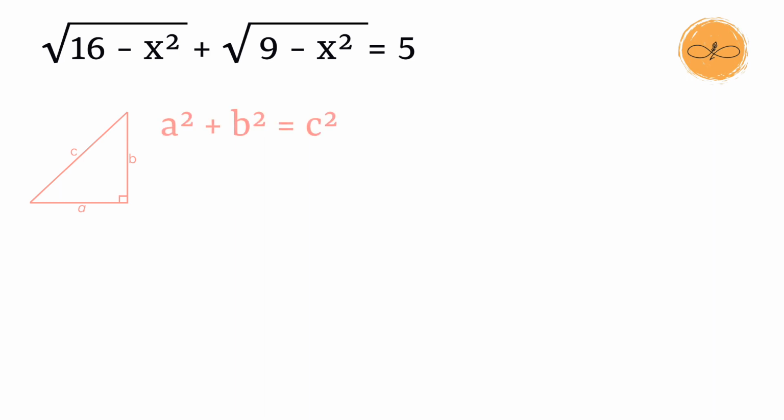But we don't want to look at the sum of two squares, instead we want to see a difference of two squares. So let us subtract B squared from both sides and take the square root on both sides, so we get A is equal to the square root of C squared minus B squared.